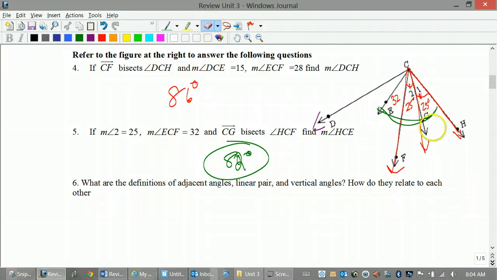Next one: what are the definitions of adjacent angles, linear pair, and vertical angles? You can just read that straight from the answer key that we have printed out for you.